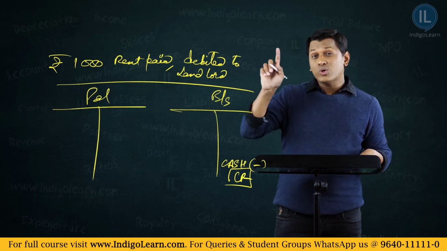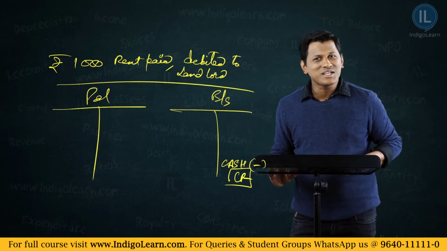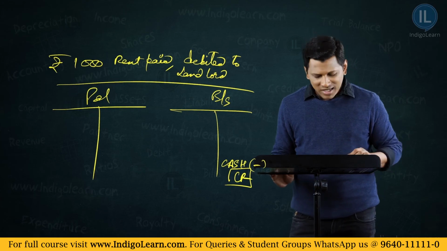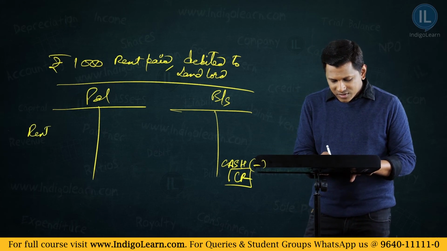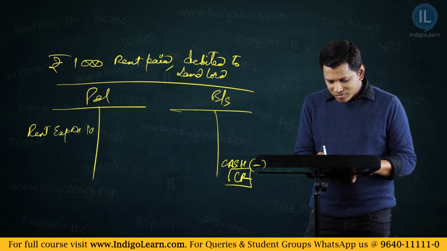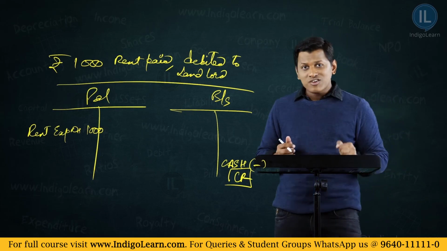Now what should have been debited? Rent expenditure should have been debited, no? See, think about it. Rent expenditure should be debited. So strictly speaking, rent expenditure debited to the extent of 1000. That is what should have happened. But rent expenditure was not debited.